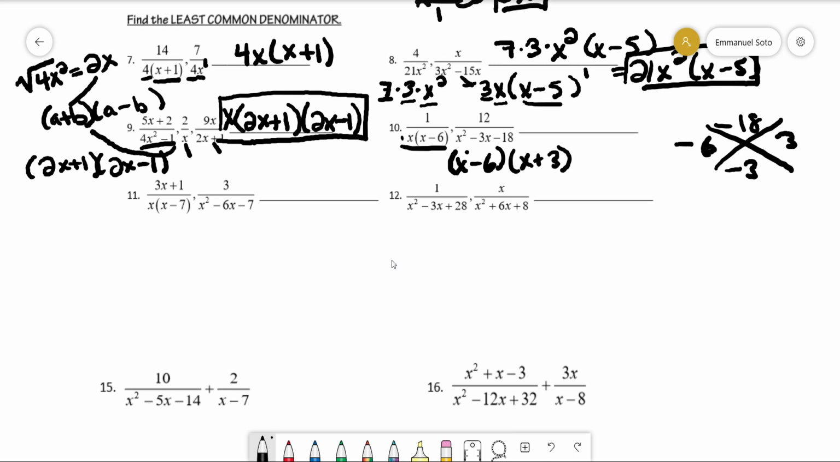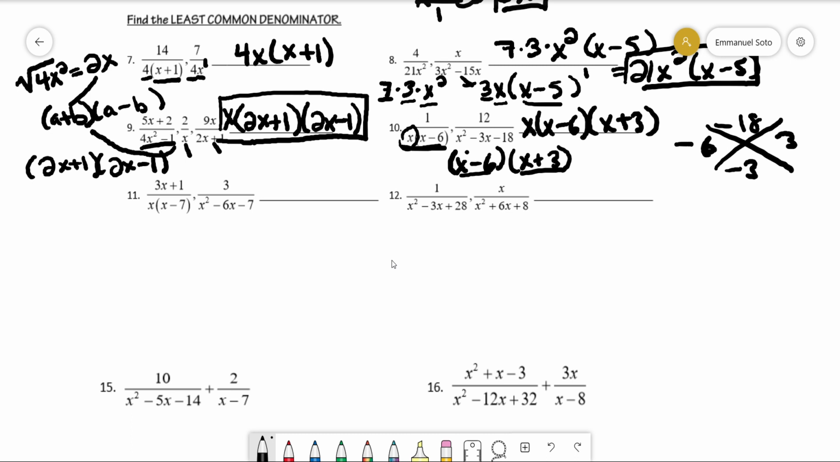So we have 1x here, and no x's on the right side by itself. So we're going to choose x. We got 1x minus 6, 1x minus 6 here, so we got one of them that we're going to choose. We got 1x plus 3 there, but none on the left, so we're going to choose 1. And that's our least common denominator.